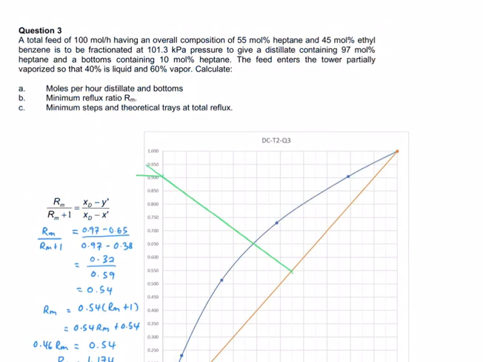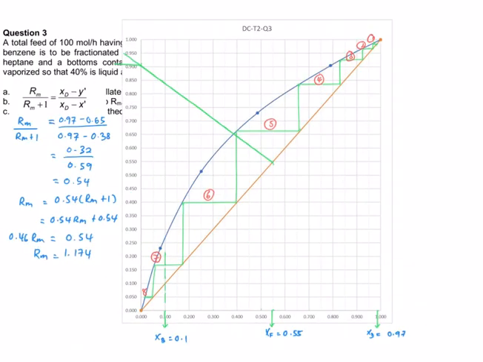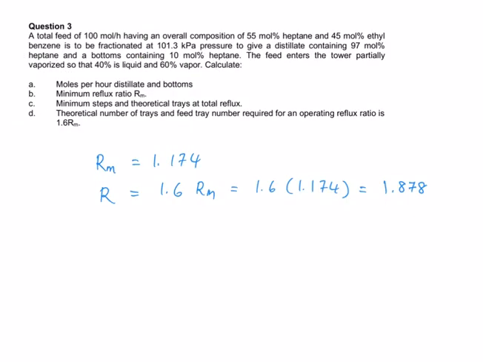Now you can calculate the theoretical trays at total reflux. From my graph, I get the number of stages at total reflux is about 6 point something, and the theoretical number of trays will be 6 point something minus 1. To answer part D, you need to know the optimum reflux ratio, where the given relationship is R equal to 1.6 multiplied by R minimum.